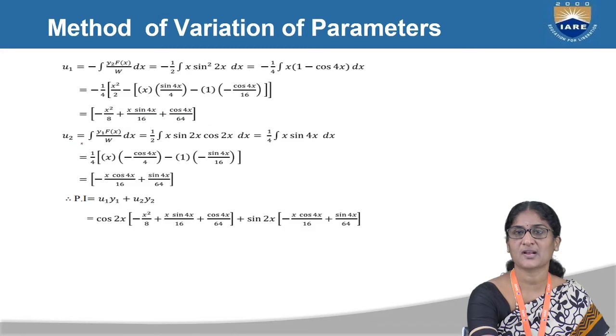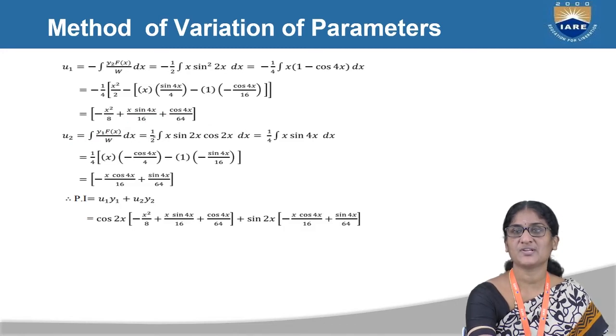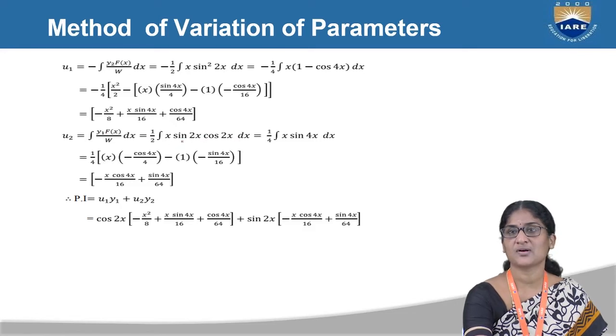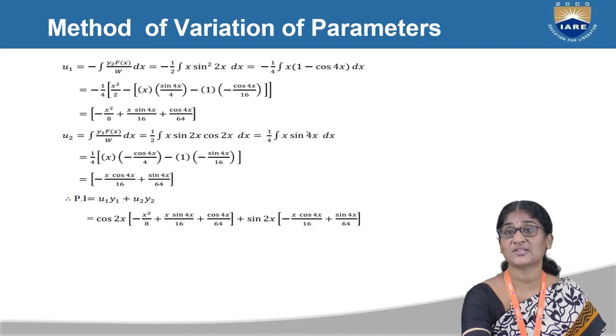Similarly, you try to find out the u2 value, integral of y1 into f by w into dx, which is equal to half into integral of x sine 2x cos 2x. You multiply and divide with 2, so 2 sin theta cos theta is equal to sin 2 theta, where theta is nothing but 2x once again. So sin 4x, so 1 by 4 x sin 4x into dx.